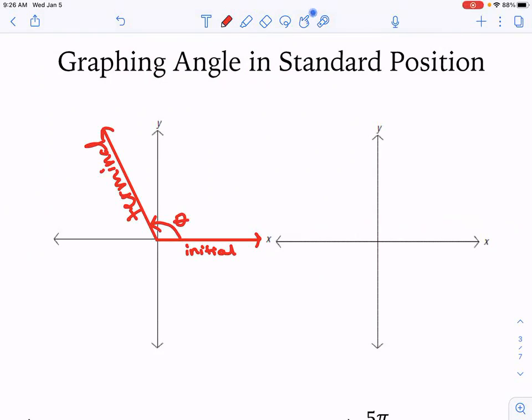Okay, it is possible for us to have a negative angle. In that case, we would rotate clockwise. Okay. Now, I will ask you to tell me which quadrant an angle is in.